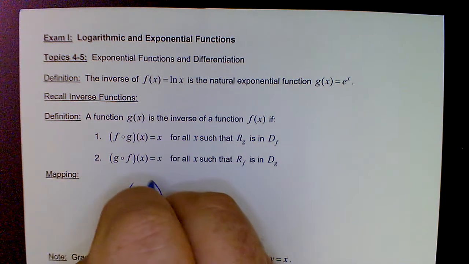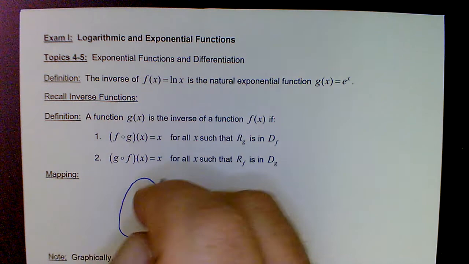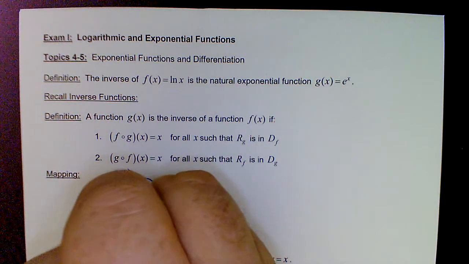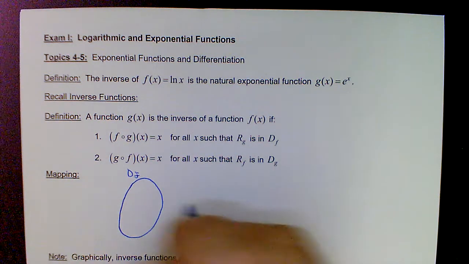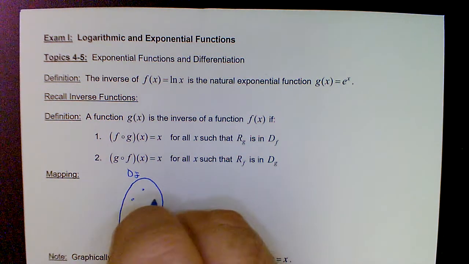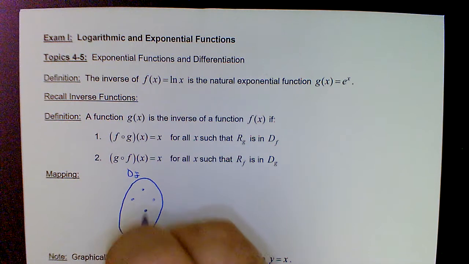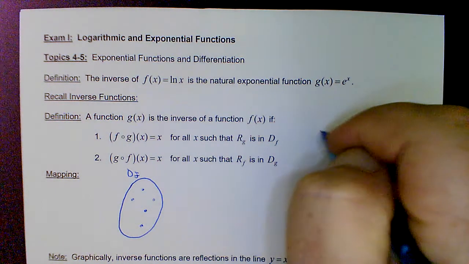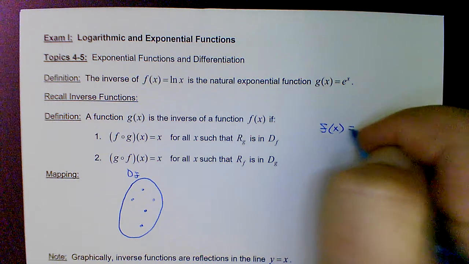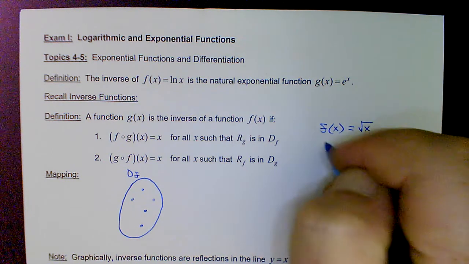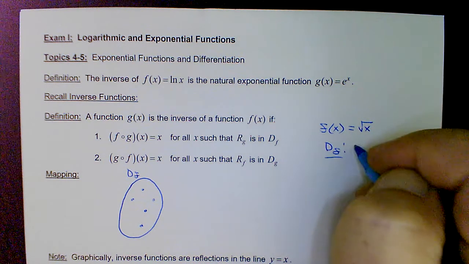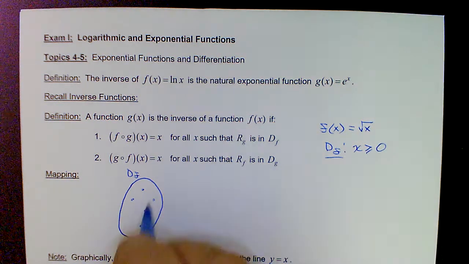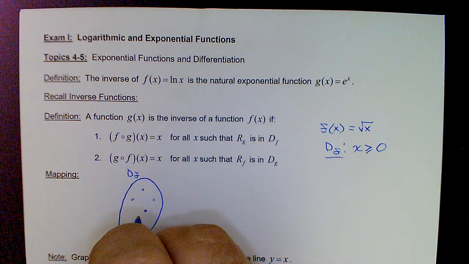So here what we're going to do is draw an oval, and let's say that this represents the domain of the function f. And we have all these elements in the domain of f, everything that satisfies the domain. For example, if f of x is the square root of x, then the domain of f is that x must be greater than or equal to 0. So here we're talking about it in the abstract sense.